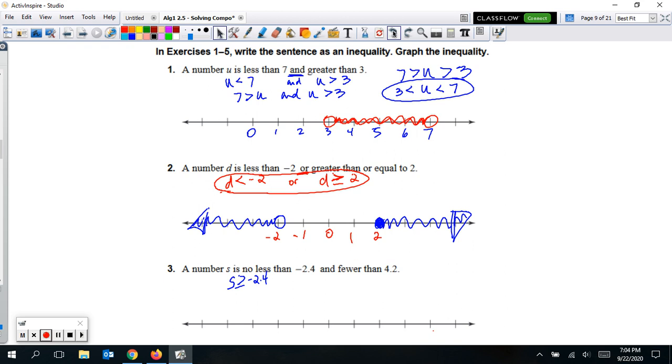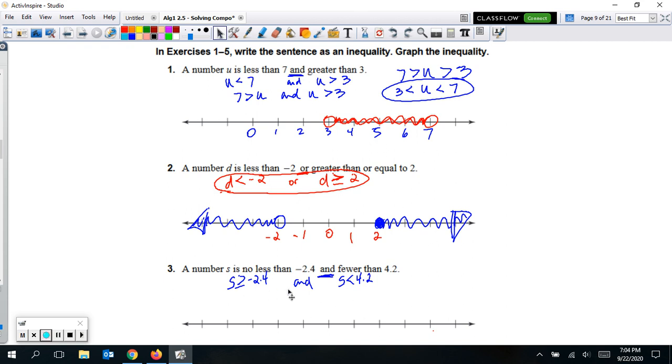Then we have the word and. So this one is in intersection. We're going to be shading in between this one. The other one says fewer. S is fewer than 4.2. So fewer kind of is the same thing as saying less. So S is less than 4.2. So because this one again is an and, let's go ahead and do the same thing as we did on number 1. Put it in this long statement here.